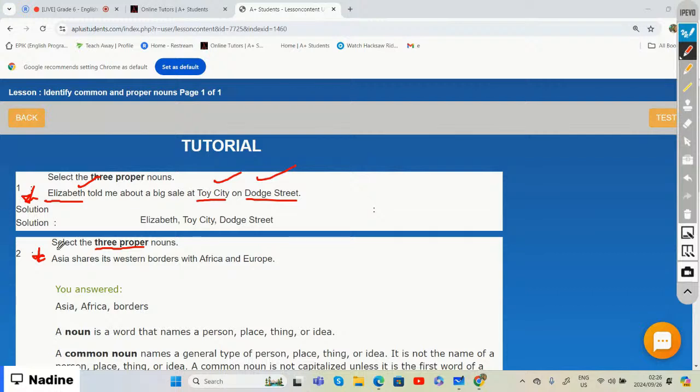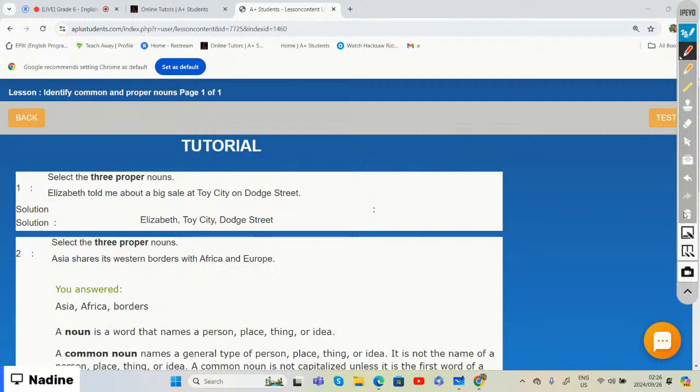And if we were to choose our three proper nouns within that sentence, we can say it's Asia, Africa, and Europe. That is three continents: Asia, Africa, and Europe.